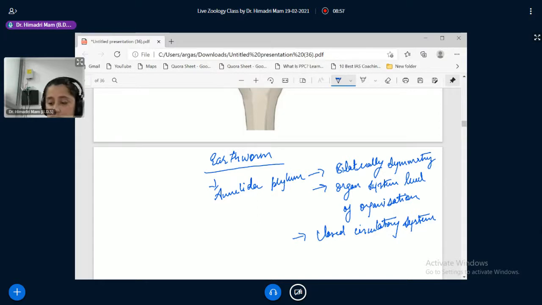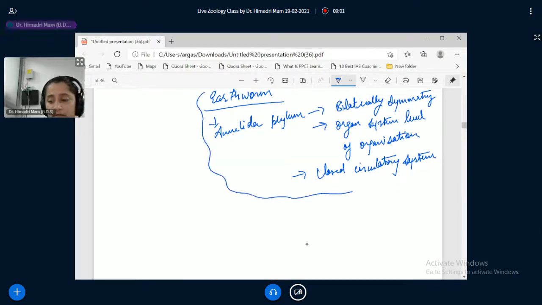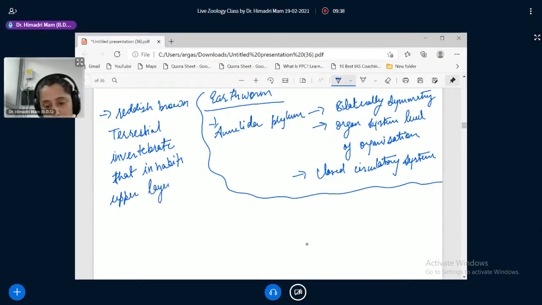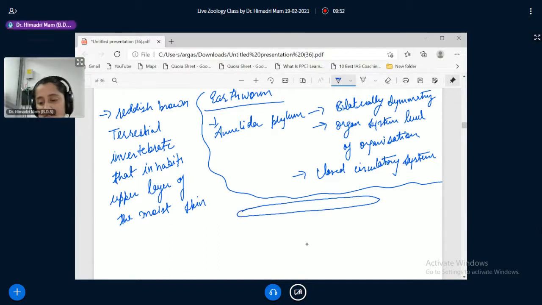Right. Now earthworm. We'll start that. It's a reddish brown terrestrial invertebrate that inhabits the upper layer of moist soil. Basically, the earthworm's body structure, that upper or outer surface, is very slimy and smooth.